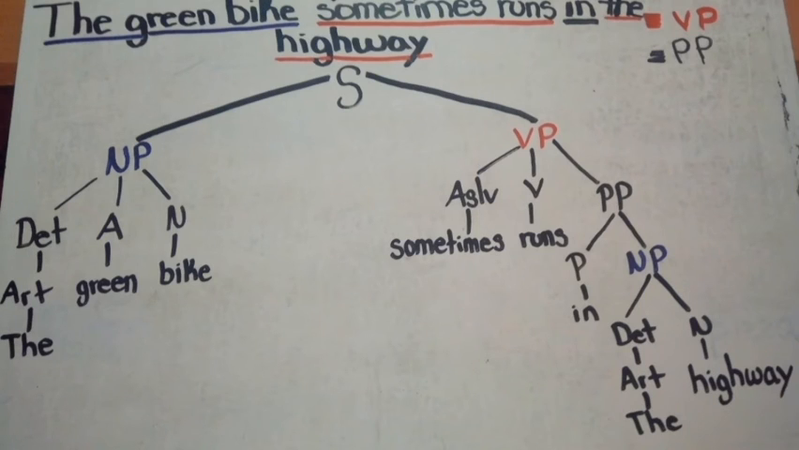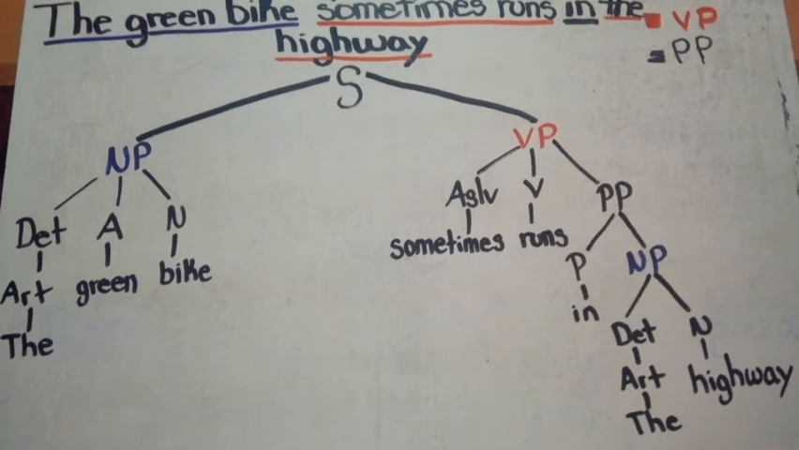Ready? Well, as in the last example, we have two main branches. We have noun phrase and verb phrase. Start with noun phrase. The first one is determiner, and the classification of this is article, abbreviated as ART, and then we put the determiner. In this case it is the. The next one is the adjective. In this case it is green. And finally we have the noun, and in this case it is bike.